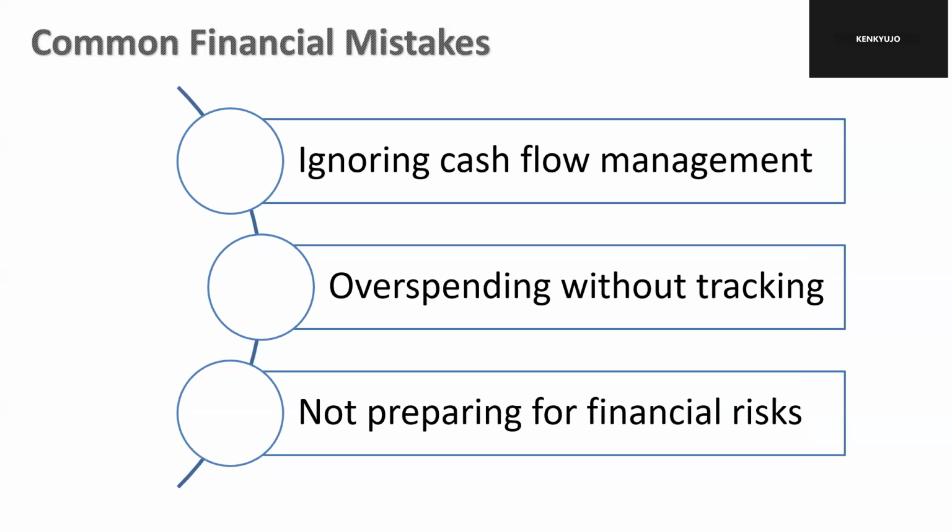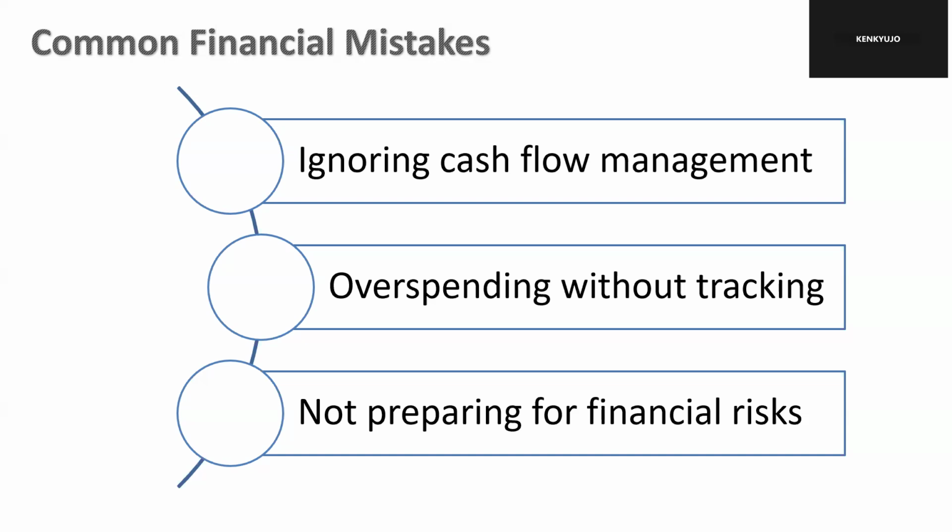Common financial mistakes I also included here. Ignoring cash flow management. Sometimes organizations ignore cash flow management. They do not consider how much cash outflow and how much cash inflow. They forget. So that is a big disaster. Overspending without tracking. Sometimes without tracking, without accounting, without budgeting, the organization is spending money. That is also not good.